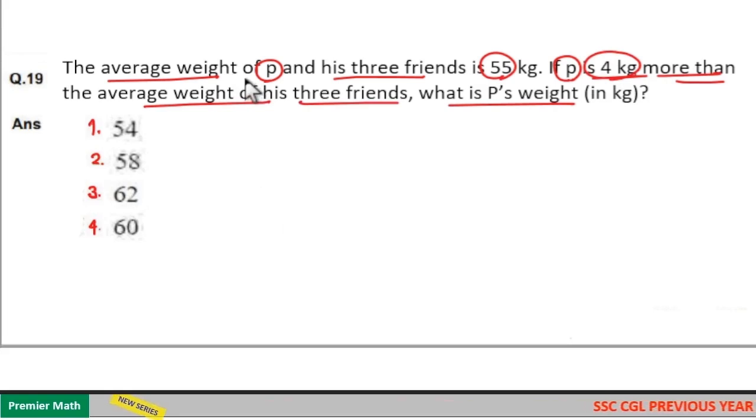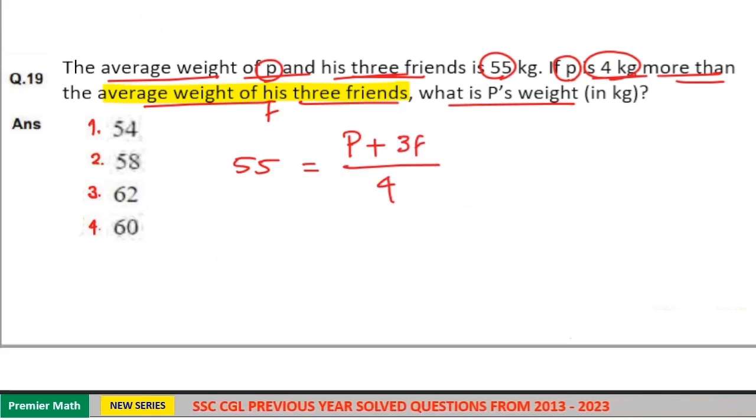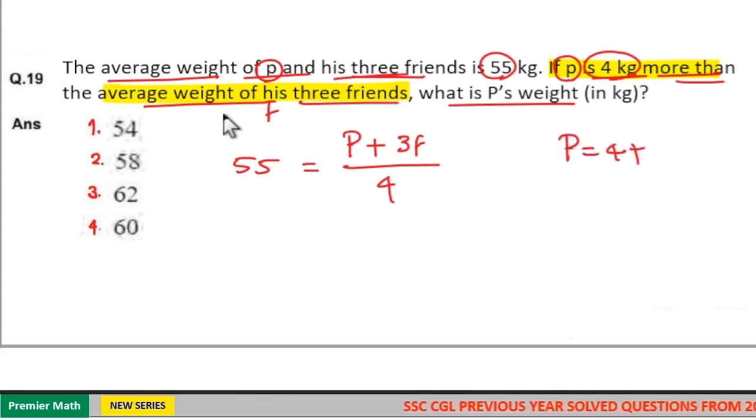Here, average weight of P and his 3 friends is 55, means 55 is equal to (weight of P plus weight of his 3 friends) divided by 4. Consider average weight of his 3 friends as F. Then weight of his 3 friends will become 3 into F, 3F, divided by total 4 people. Now here weight of P is 4 kg more than the average weight of 3 friends. That is, P's weight is equal to 4 kilogram more than average weight of 3 friends, which is F.